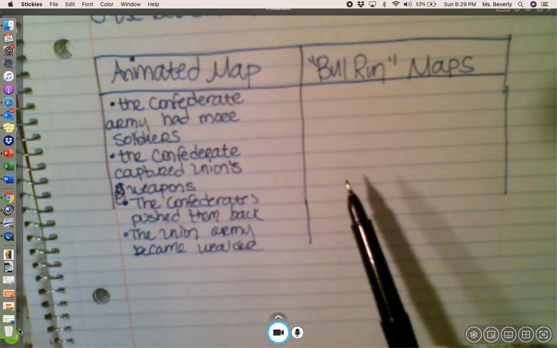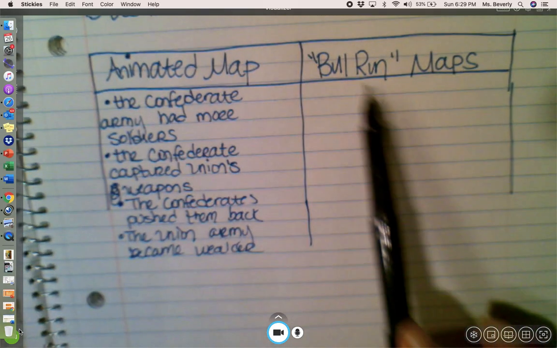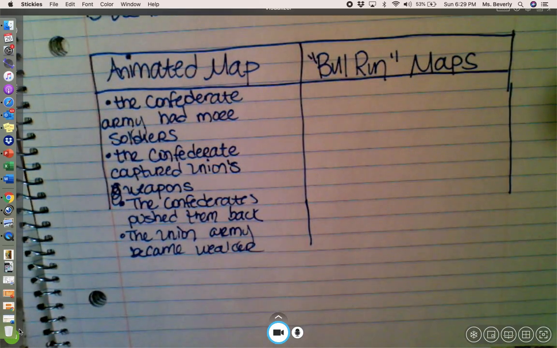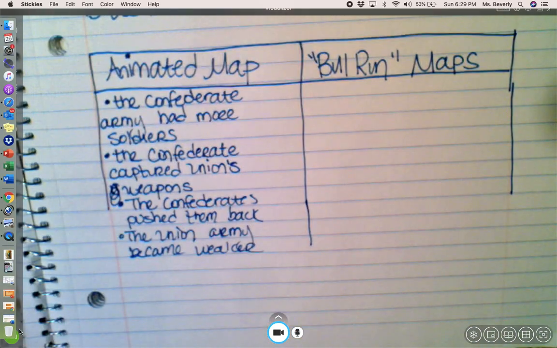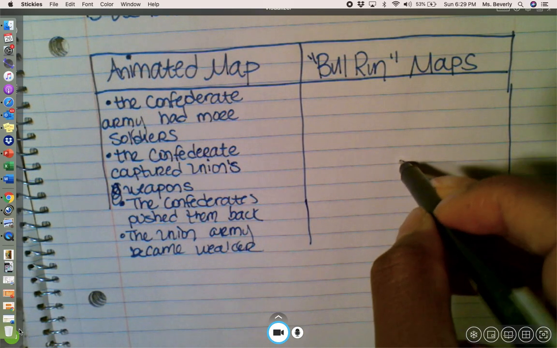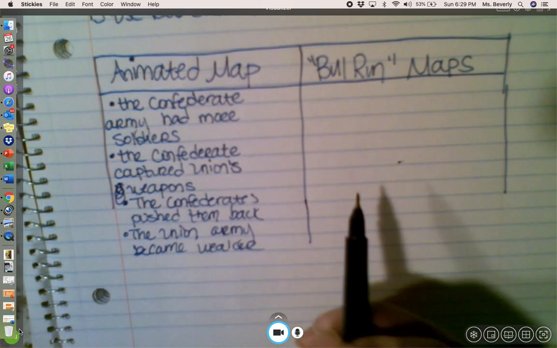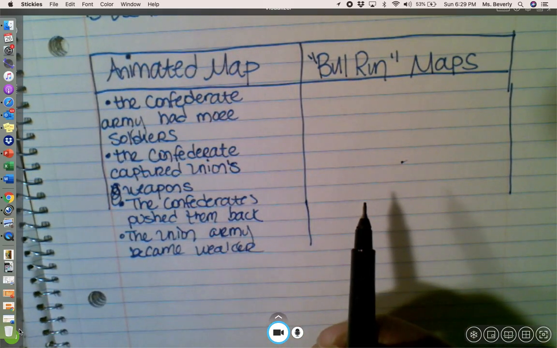Why were the Union troops forced to back down? You're going to look here to find that information. For your exit ticket, you will use points from here, and you will use points from here to answer the exit ticket in 3 complete sentences. Make sure you use details from each source to back up your answer. Okay?